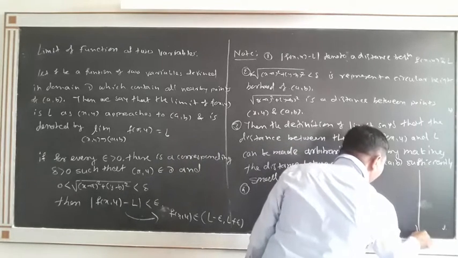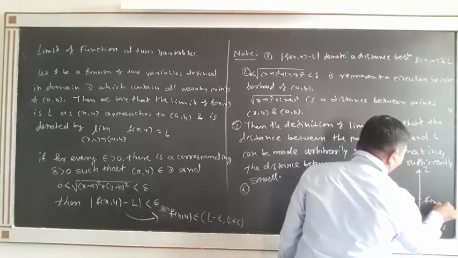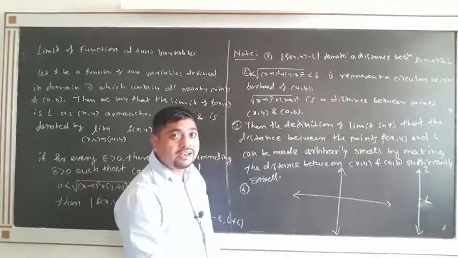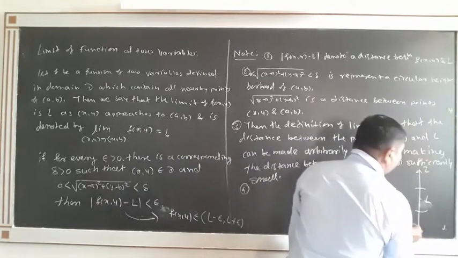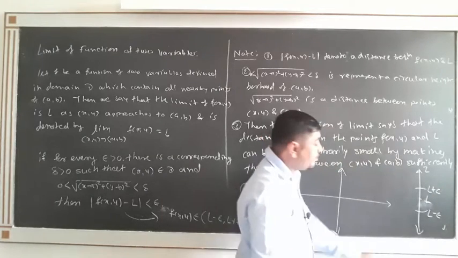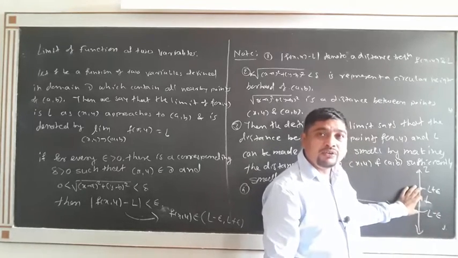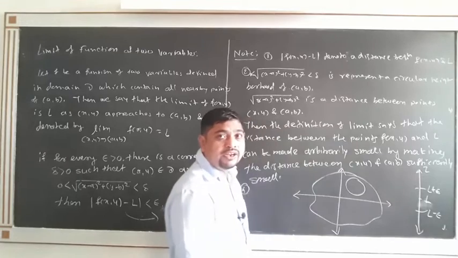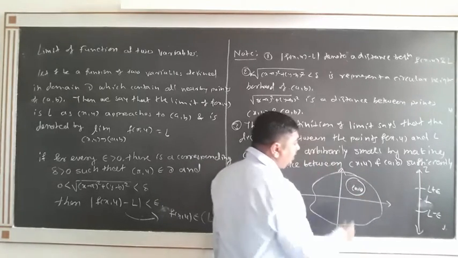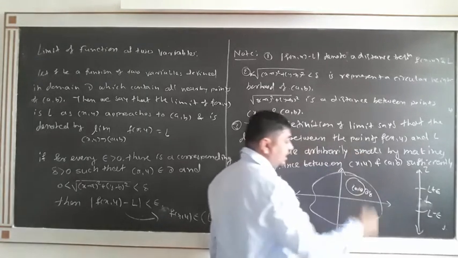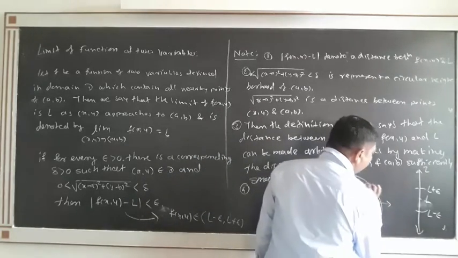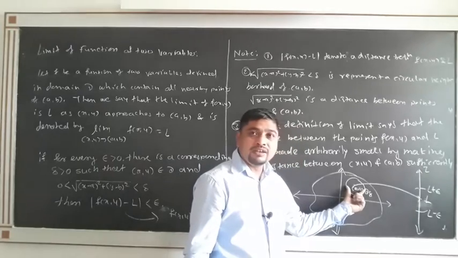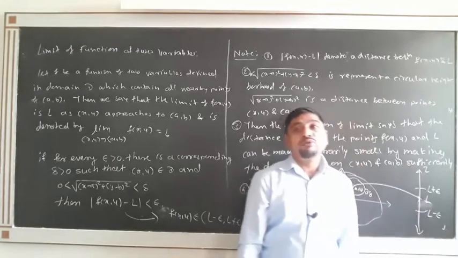Suppose this is the z axis and this is our f of x, y, and this is our L. Take any epsilon, that means L minus epsilon, L plus epsilon, a neighborhood of L. This is our domain D. Then you are able to find a disk of (a, b), the disk D delta, such that all the points of the disk get mapped to L minus epsilon to L plus epsilon.